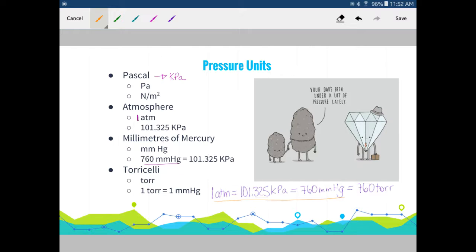All right, now I have this little joke here. It's 2 pieces of coal or carbon, and it says your dad's been under a lot of pressure lately, turning him into a diamond, which I thought was pretty funny.